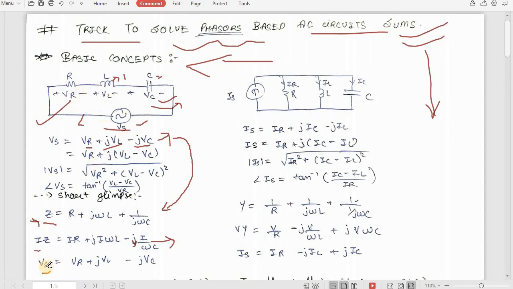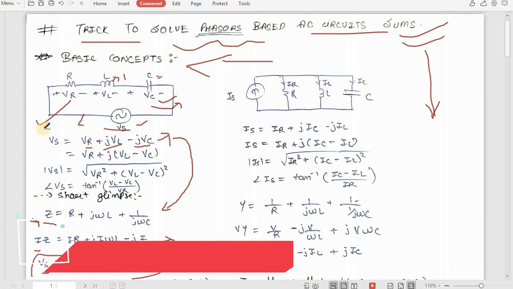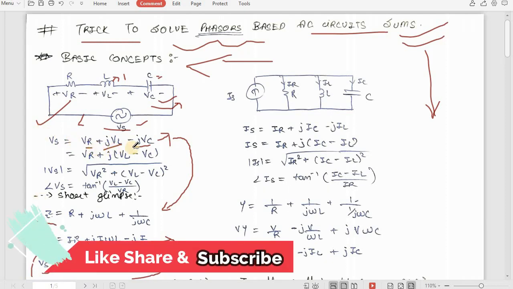So Vs equals VR. Why? Because I multiplied by R gives VR. Plus j I into omega L, I into the reactance of the inductor, gives VL, so it will be jVL. Similarly, for the capacitor it will be minus jVC. The reactance of the capacitor is 1 upon omega C, and I into that is in voltage form, so minus jVC. So this is the equation that we are going to use: Vs equals VR plus jVL minus jVC.